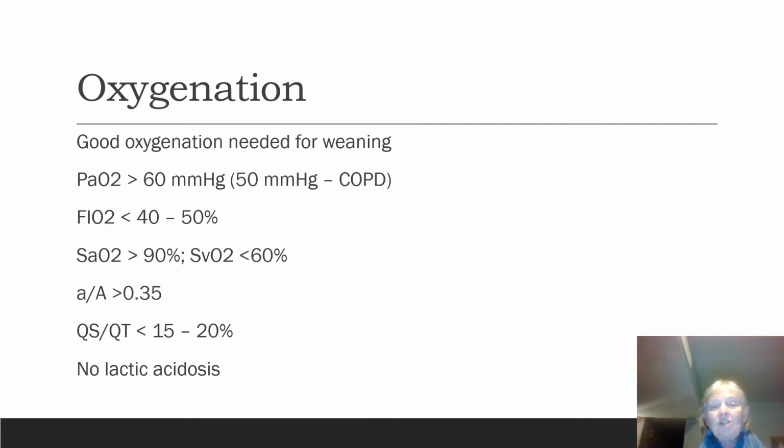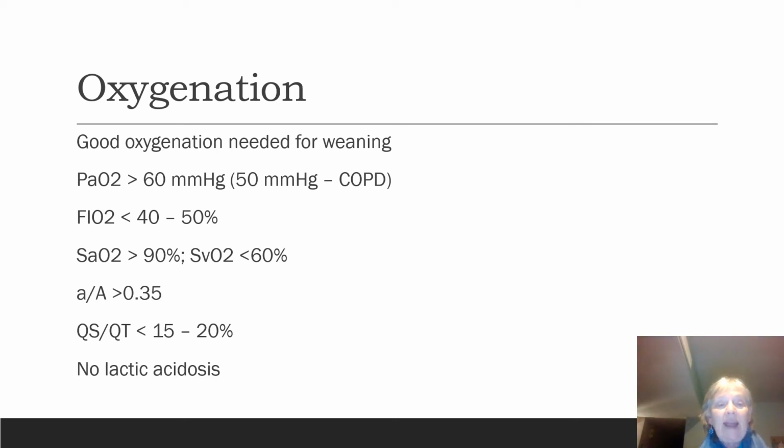So with oxygenation, we're looking for a PaO2 greater than 60. We'll take sometimes greater than 50 for COPD. We want you on an FiO2 somewhere between 40 and 50%. SaO2 greater than 90. There's your 60 millimeters of mercury for the PaO2. SvO2 sometimes less than 60. Remember, 75 is considered to be normal. Sometimes we like something better.